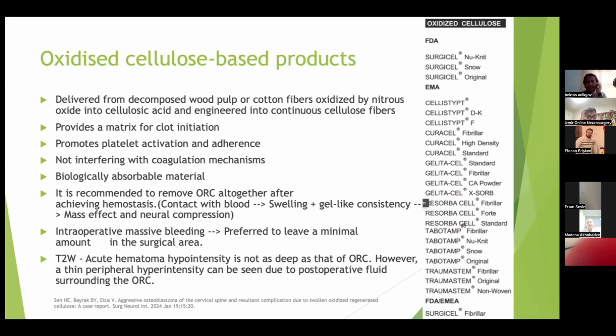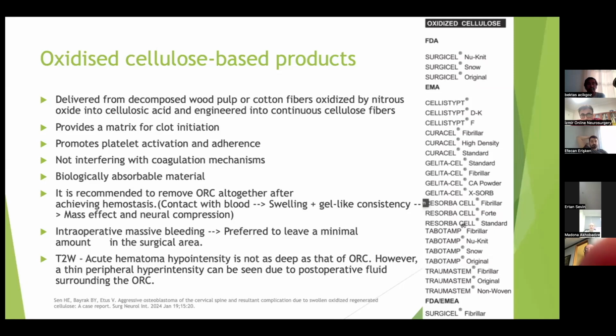But after applying Surgicel and attaining hemostasis, it is preferable to wash it off or take it off after some time, because if there is further contact with blood, it can swell up and form a gel-like consistency, and it can lead to mass effect and neural compression, especially if you are working near eloquent areas. But if there was an intraoperative massive bleeding and you attained hemostasis using Surgicel, you can leave some minimal amount in that area rather than trying to peel it off and producing another bleeding. So it is okay to leave a minimal amount, but try to remove as much as you can because it can lead to some complications.